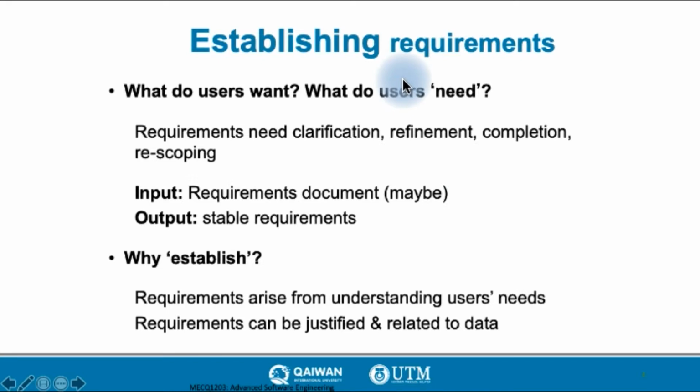Establishing requirements: what the users want, what the users need. Requirements need clarification, complaints and rescoping. So there will be an input and an output. The input is the requirement documents, the requirements that we will get from the real users who are going to use our application or system. We're going to get requirements from them to apply in our application. The output is a stable requirement, a requirement that can be applied in our system.